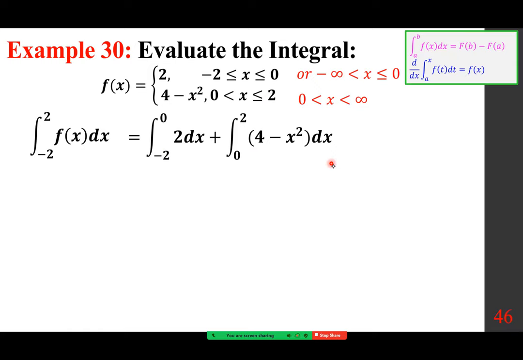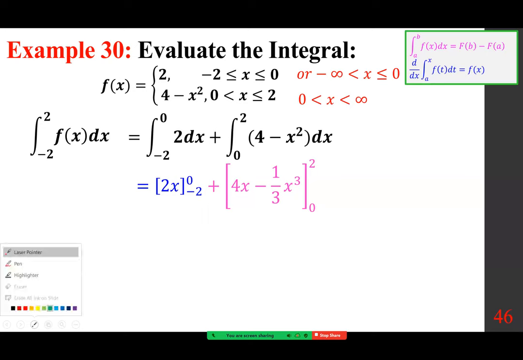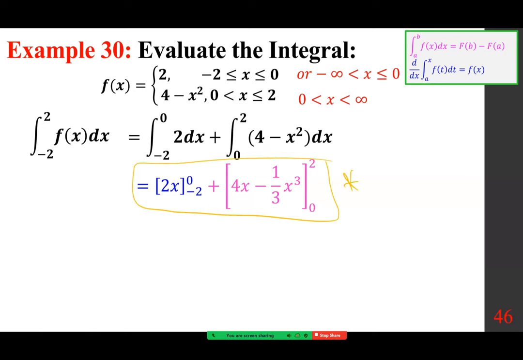That will give us the same thing regardless. That's important to understand. So, as I mentioned, 2x. And this one is 4x minus 1/3 x cubed. So again, let me put the asterisk next to it. This is the only calculus step.